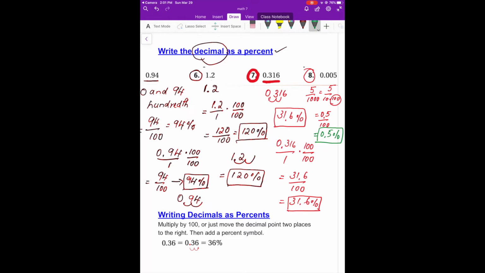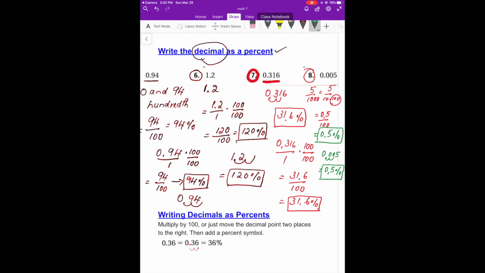So if you just know how to make the 100 in the denominator, you can see if it is 0.005, basically we are moving the decimal over twice to the right. So I'll get 0.5 and it is 0.5%. So that's how you convert a decimal to a percent.